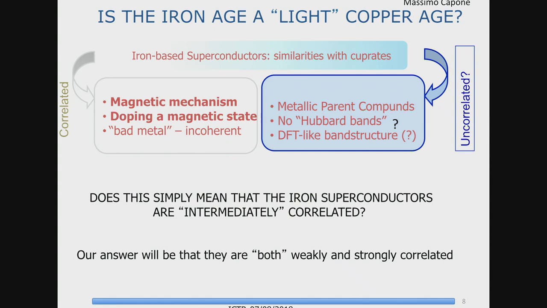Actually, our answer will be a little different. It will be that these materials lie in the middle in the sense that we have some electrons which are really correlated and some which are not. And this is the orbital selectivity we'll be talking about. Okay, this is just history.